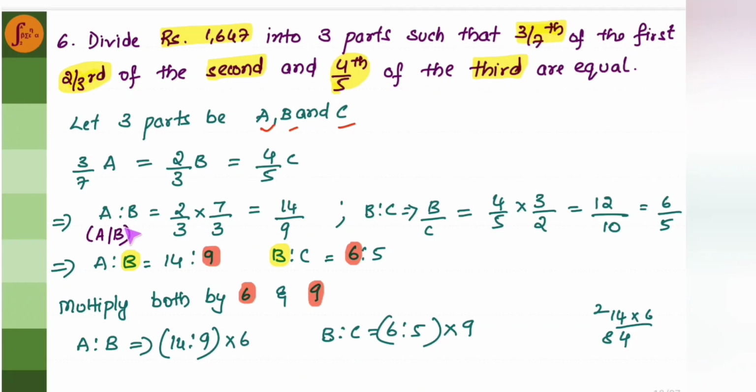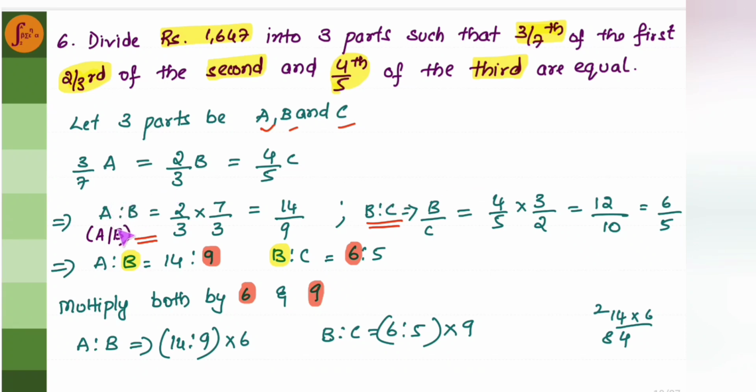Now, we'll try to get it to the form A is to B and B is to C. We'll get 2 ratios, right? A is to B and B is to C. So, whenever you have to divide or distribute across A, B, C, X, Y, Z, what we have to do is get to this form: A is to B, B is to C.